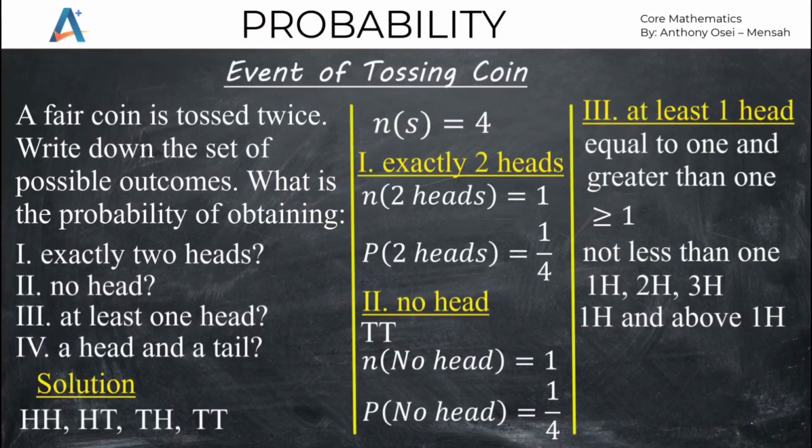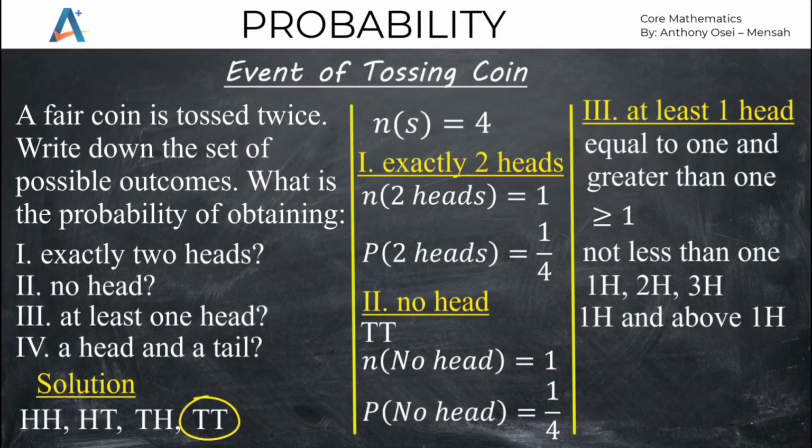Above 1 head is 2 heads, and 3 heads is also above 1 head. So let us go and look for those ones. From the list, we have head head, head tail, tail head, and tail tail. If you check head head, yes, it qualifies because it's 2 heads. Head tail qualifies because there is 1 head, and we said 1 head is part of at least 1 head. Tail head is also qualified because there's 1 head there. But tail tail is not qualified.